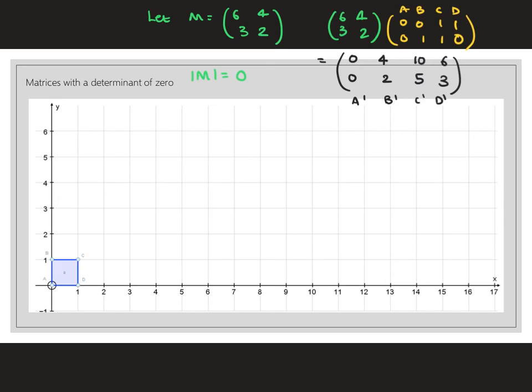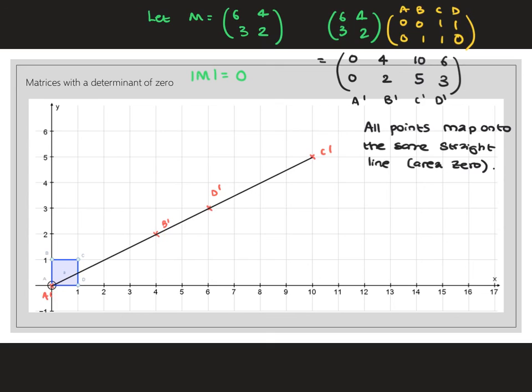So let's plot these. A again is invariant, so A dash is simply here. B dash is (4, 2), which is there. C dash is (10, 5), which is there. And D dash is (6, 3), which is here. Now, join up points A, B, C and D, the dash versions. Now, what do you find? You find that all 4 of the coordinates have been mapped to a single straight line. And what's the area of a straight line? The area of a straight line is 0, which matches the determinant. Remember, the determinant tells you the area scale factor here.